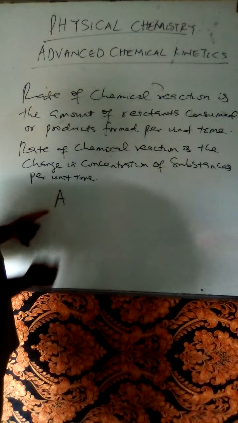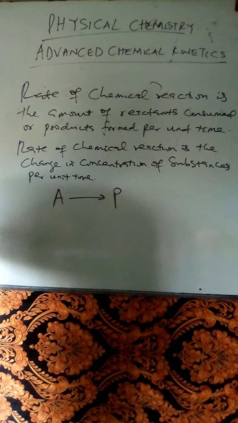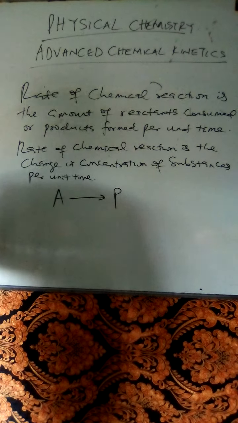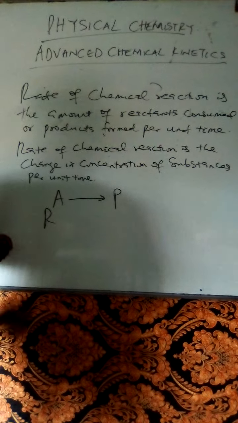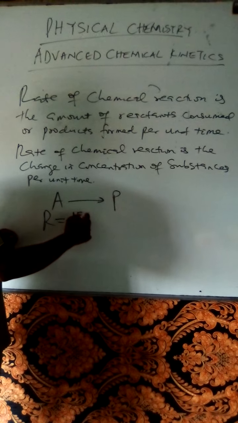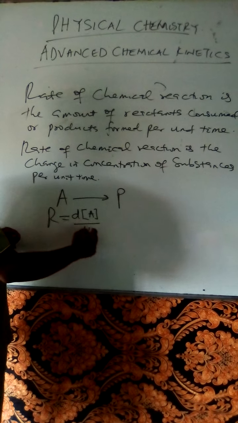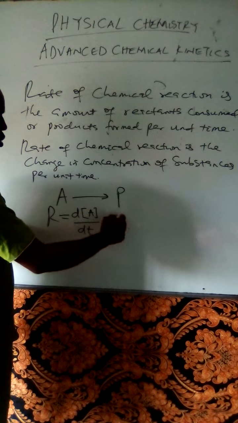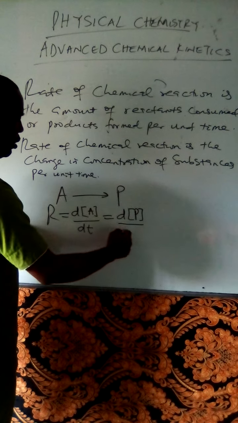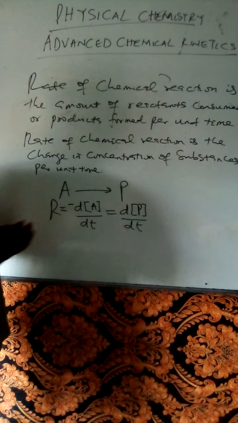A being a reactant going to B being the product. So let us write an expression to present the rate of this reaction. We can write R, being the initial rate of reaction, equal to -d[A]/dt equal to d[B]/dt. For this A, we put a minus sign in front.